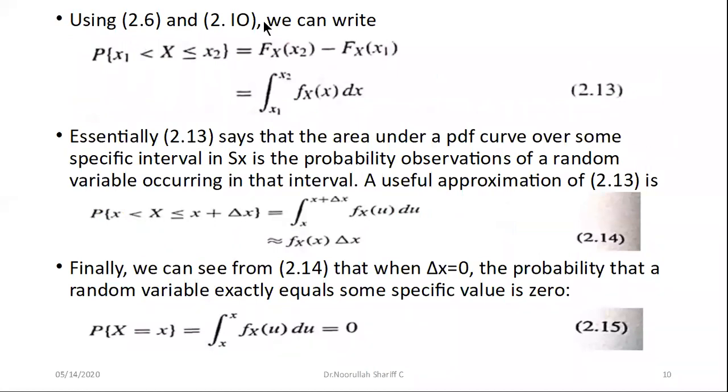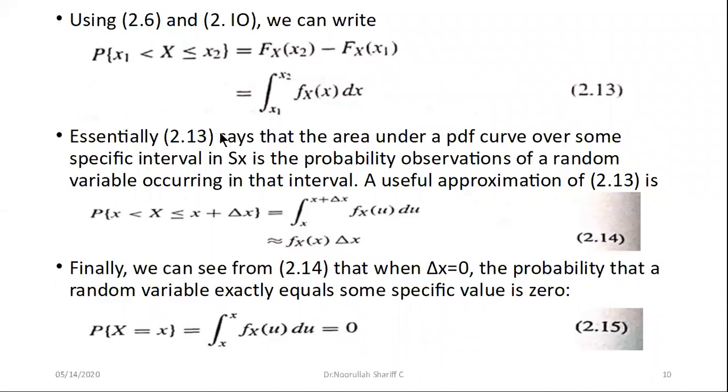So again, using 2.6 and 2.10, we can write P of x1 less than X less than or equal to x2 is equal to F_X(x2) minus F_X(x1). This we have already seen, and that is equal to the integral from x1 to x2 of f_X(x) dx. So here this is the probability density function, and this is the cumulative distribution function for each of the cases. If the expression for capital F_X is given, you can straight away find this. If the expression for small f_X is given, then you need to integrate it to find the probability value.